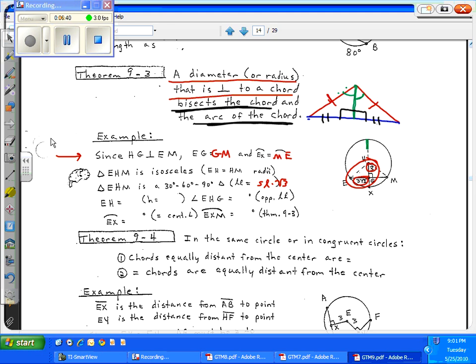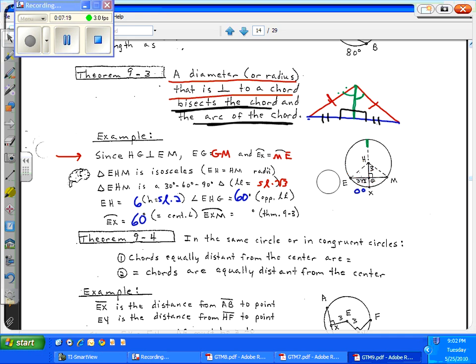EH is going to be 6 because the hypotenuse is equal to the short leg times 2. Angle EHG is 60 degrees because it's the angle opposite the long leg. Arc EX is 60 degrees. If that angle is 60, then this arc is 60.